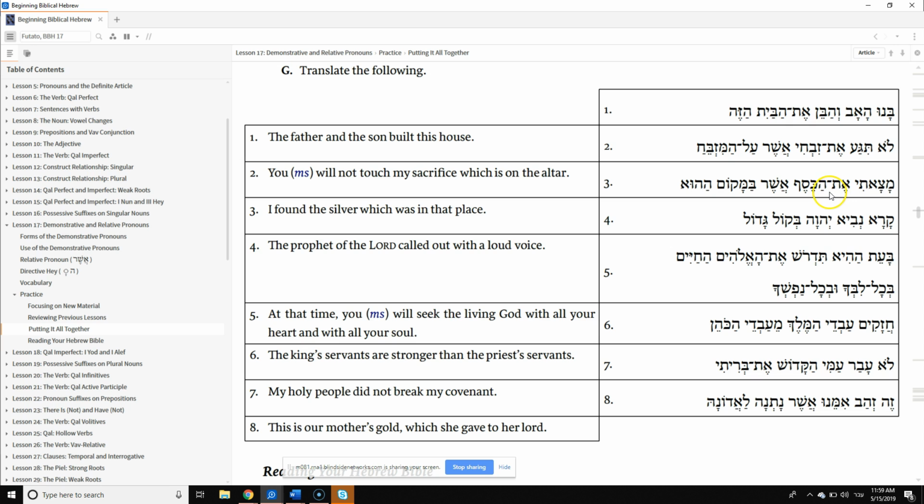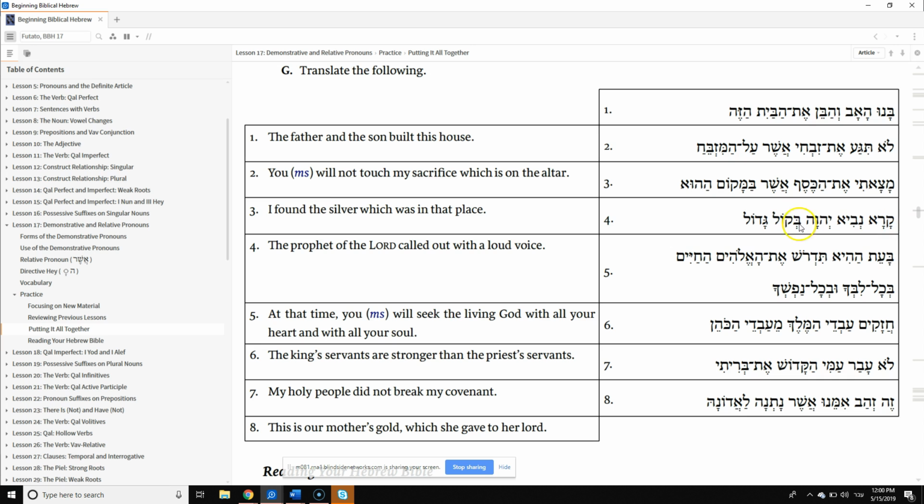So the next one, we don't have a subject. The et indicates we've got a direct object, so we probably don't have an explicit subject. So this would simply be I found, and then hakesef, the silver, which, bamakom, so this is which was or which is in the place, hahu, in that place. Again, we have to supply that was or is, that to be verb here, because to just translate this as I found the money or the silver which in that place doesn't make any sense in English. So we have to supply the to be verb there.